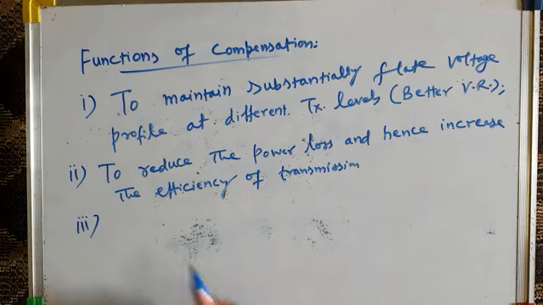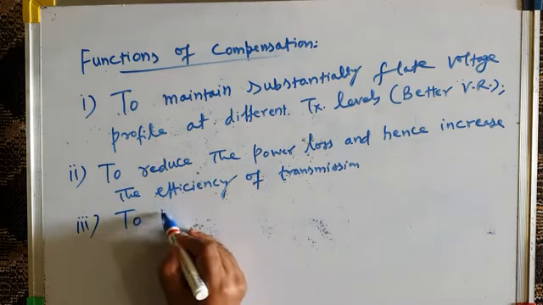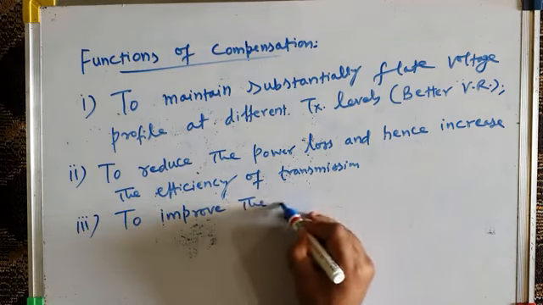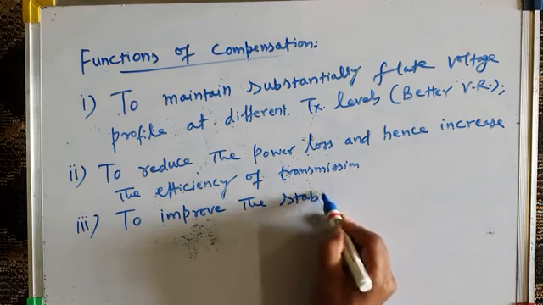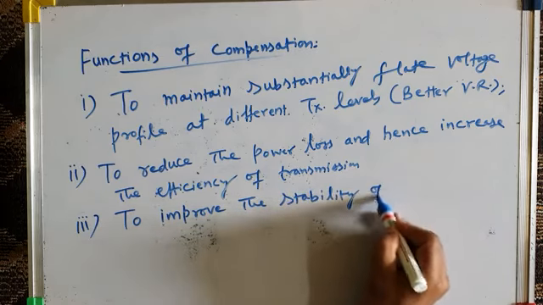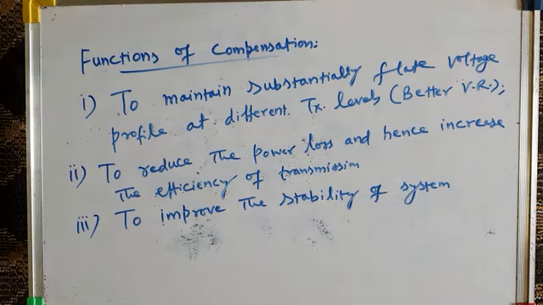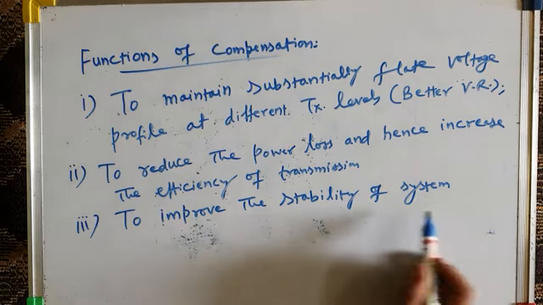Third function is to improve the stability of the system. We will study in future lectures how compensation, whether it is shunt compensation or series compensation, improves the transient stability of the system. Whenever you are connecting a compensator across a transmission line or in series with a transmission line, that compensator improves the stability of the system.